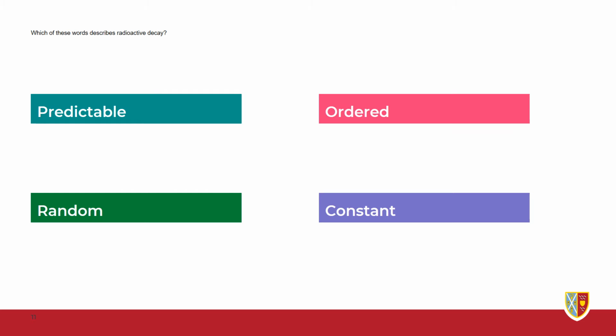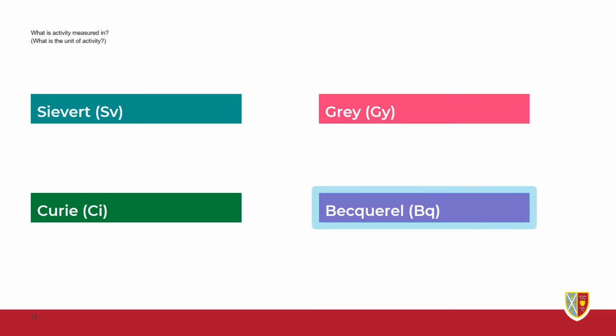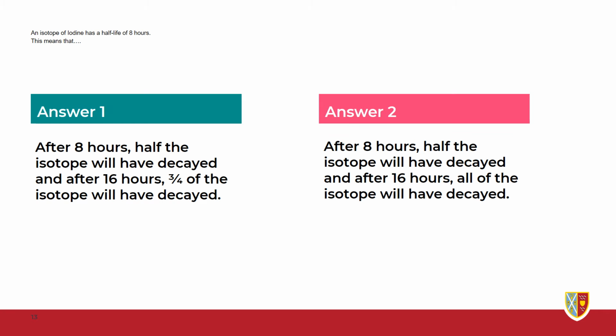Which of these words describes radioactive decay? Quite clearly, or hopefully, obviously, it was random. And what is activity measured in? What's the unit of activity? And as we just said before, it was the becquerel. Okay, and have a think about this question. An isotope of hydrogen has a half-life of 8 hours. This means that, so which one is it? Is it answer 1 or answer 2?